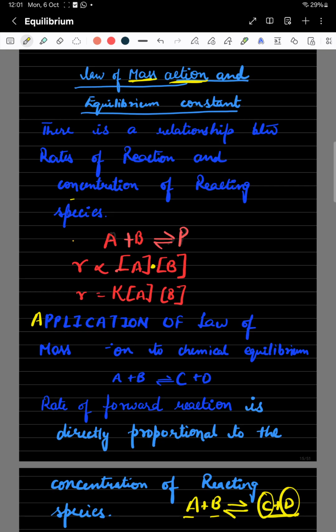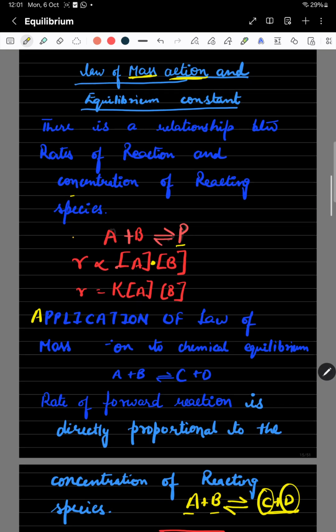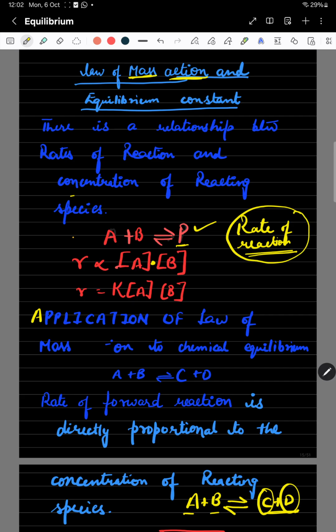Now let's understand how the equilibrium constant is related to this. Whenever you start a chemical reaction, say you have two reactants A and B, they react with each other and produce the product P. The speed at which A and B react and produce the product P is known as your rate of reaction. How much time these reactants take to react and produce the product, that is the speed of reaction, or the rate of the reaction.